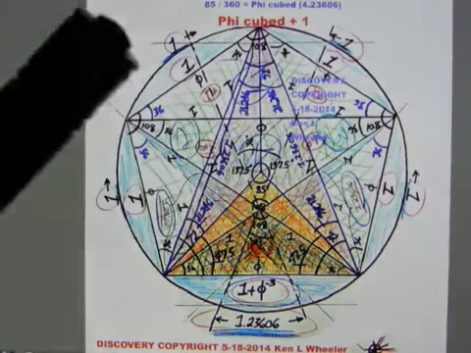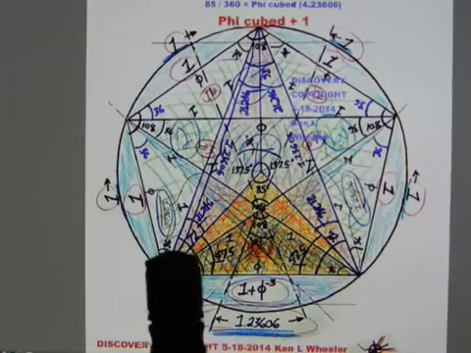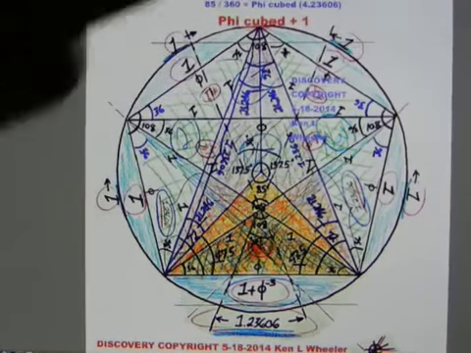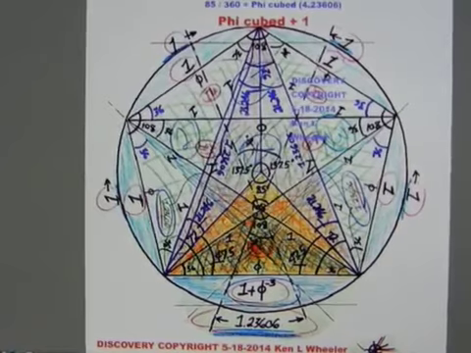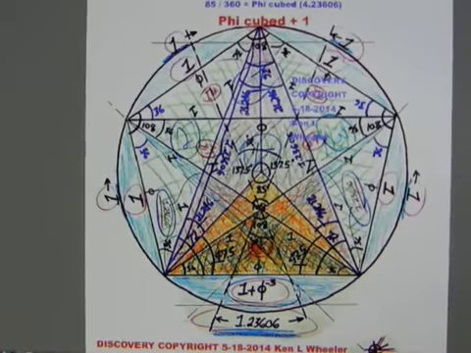The 108-36-36, and it looks like a Pythagorean pentagram upside down, but it's not. You'll actually notice the base is wider here. This is 1.23606. The other angles here are 1. This is also an incommensurability. That is why the circumference is 5.23606, or phi cubed plus 1. 4.23606 plus 1.